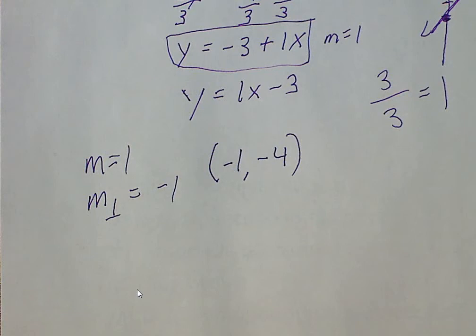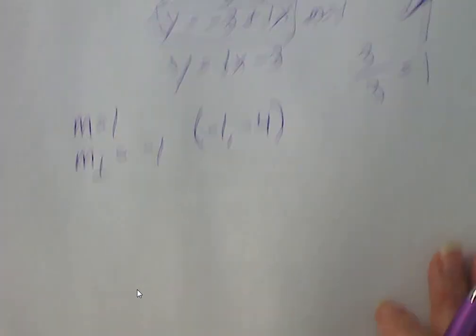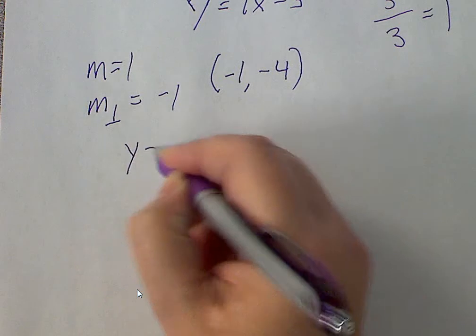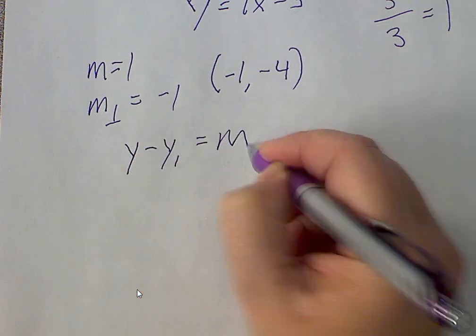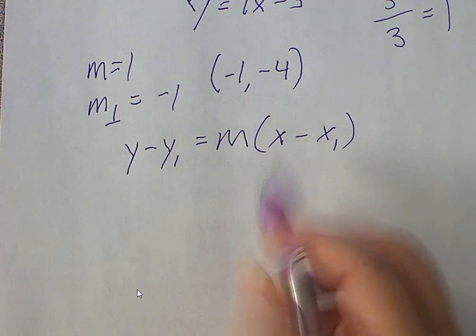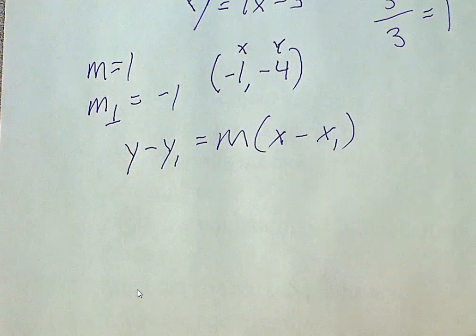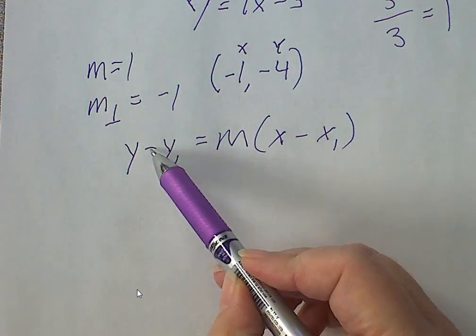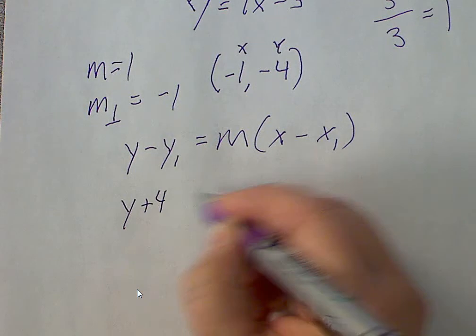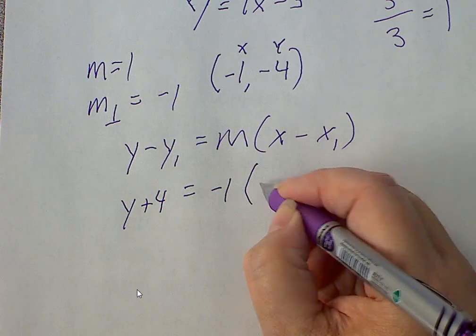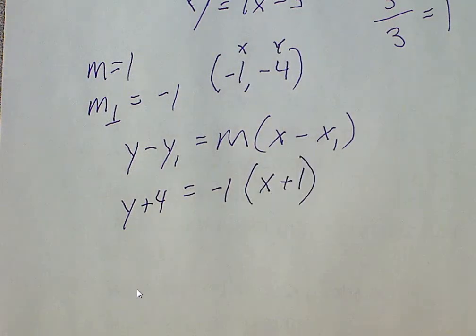What do we have to do once we have our slope and we have a point? What do we have to do to get a line? Point slope formula. Y minus y1 equals m times x minus x1. My point slope, always x, y. So we have y plus 4 is equal to negative 1 times x plus 1. Very good. We're not done because it wants it in y-intercept.